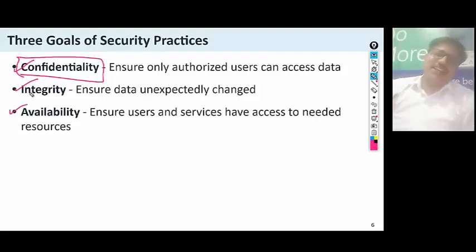And one more thing is availability. Ensure that whenever the data is required, it must be available. Whenever the information is required, it must be available. If the data is not available on time, it will impact the business, the data and the security. So these are the three things: the CIA triad: confidentiality, integrity, and availability. Got it, guys?